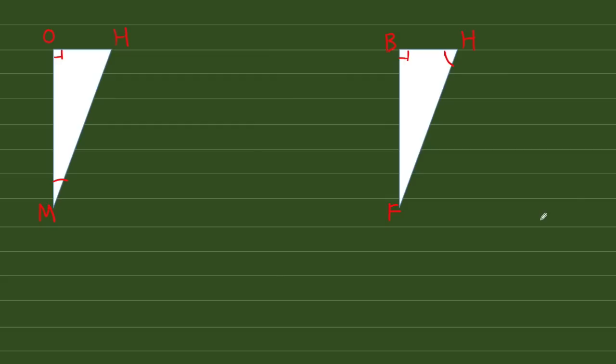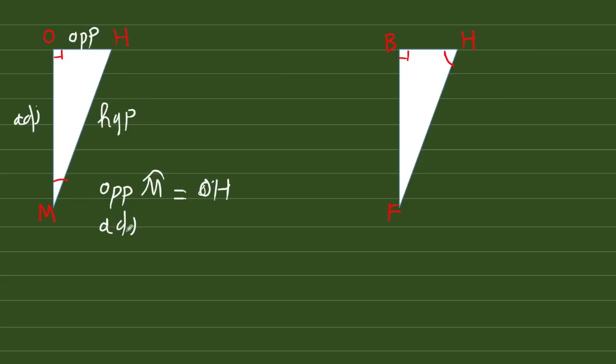One more. You have the triangle OHM, and the chosen angle is M. This is the hypotenuse, very easy to recognize. The opposite will be here. And how about the adjacent? Okay, when you answer the question, what is the opposite side of M? Your answer will be OH. And the adjacent of M is OM.